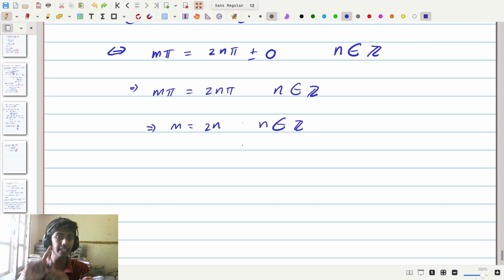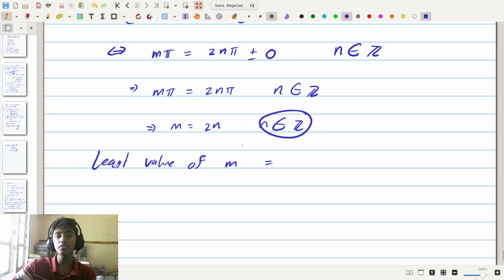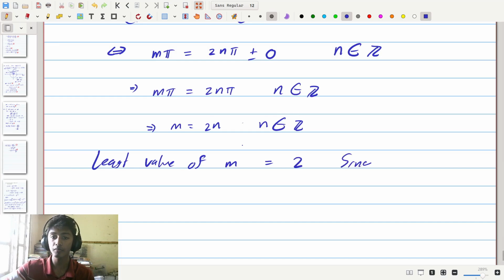But since m is an element of the positive integers, the least value of m is equal to the least value of n times 2, which in this case when n is a positive integer is going to be 1. So we have 1 times 2, which means that the least value of m is equal to 2, and we can say since m is an element of the positive integers. So therefore the least value of m is equal to 2.